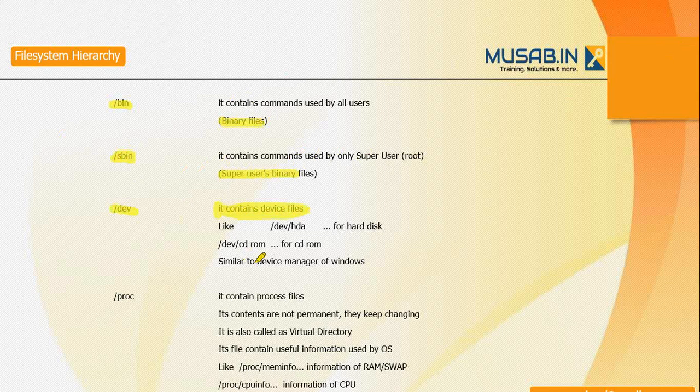It is very similar to the device manager of Windows. Like you right click on My Computer, go to Properties and Device Manager. It will show you the list of all devices. Here also it will contain the same device list, how many devices are there in your system.